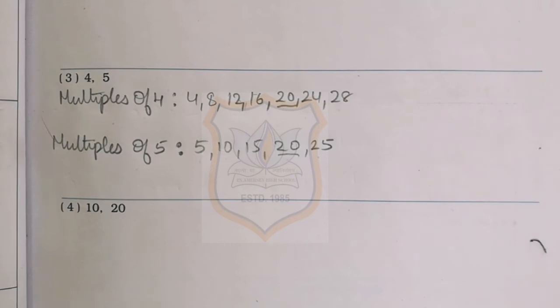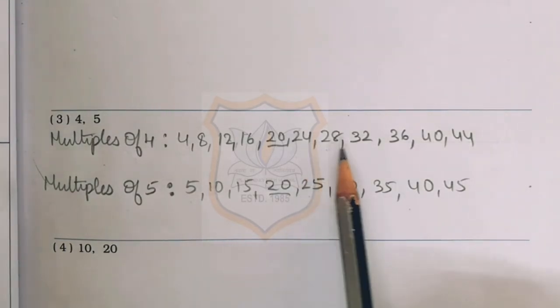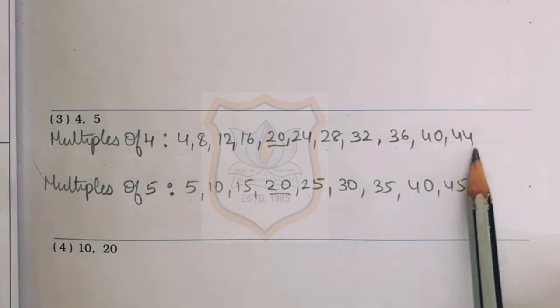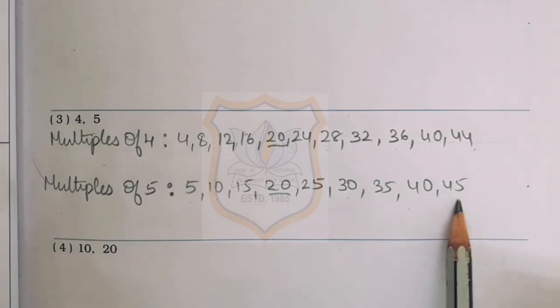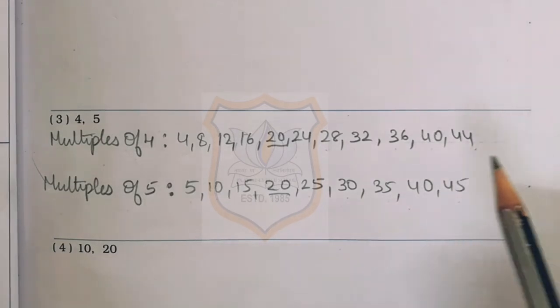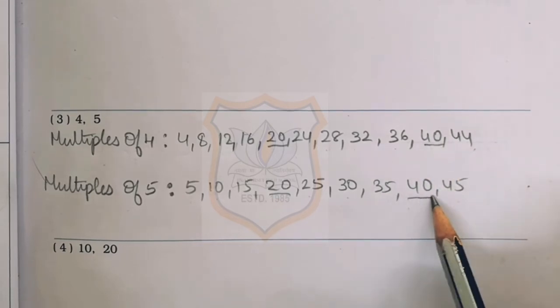Now we will extend the multiples. We will write some more multiples of 4 and 5, as we need 3 common multiples of 4 and 5. Some more multiples of 4 are 28, 32, 36, 40, 44, and multiples of 5 are 30, 35, 40 and 45. Here you can see the next common multiple between 4 and 5 is 40.